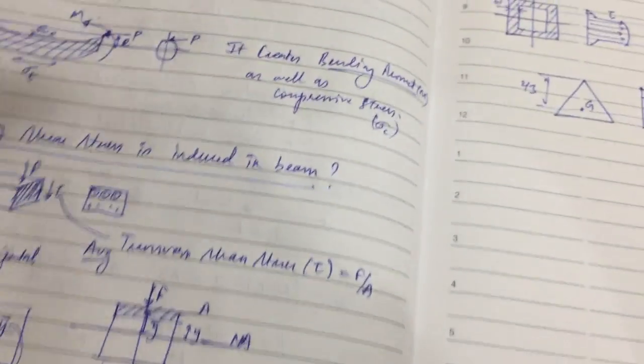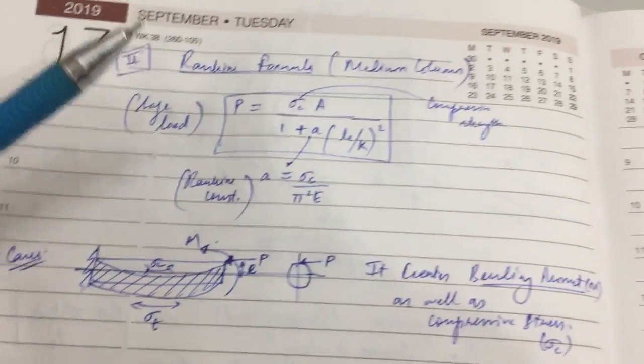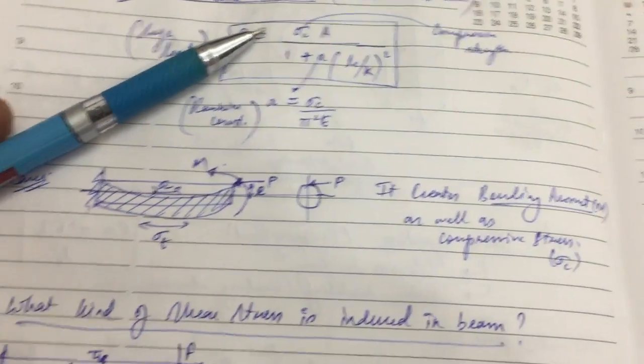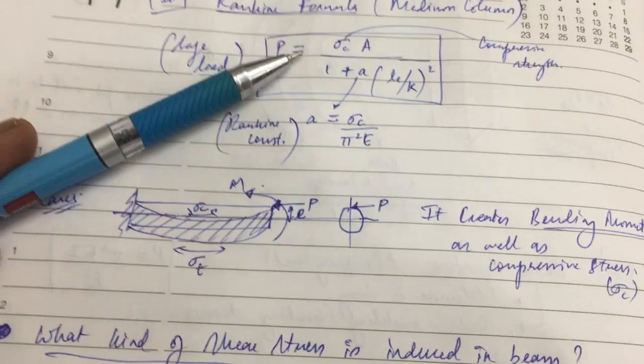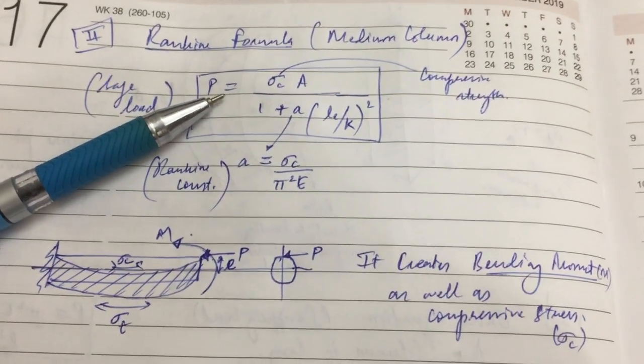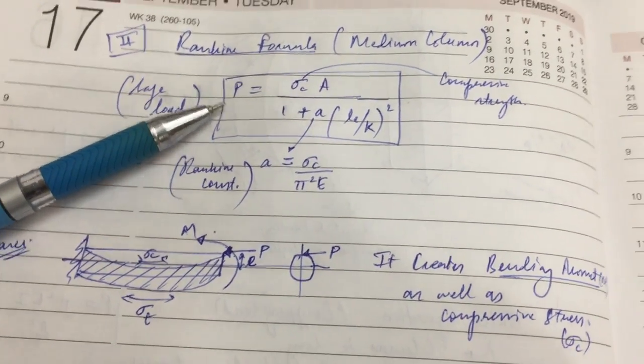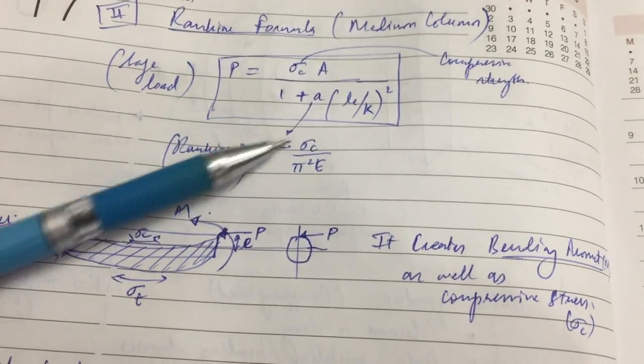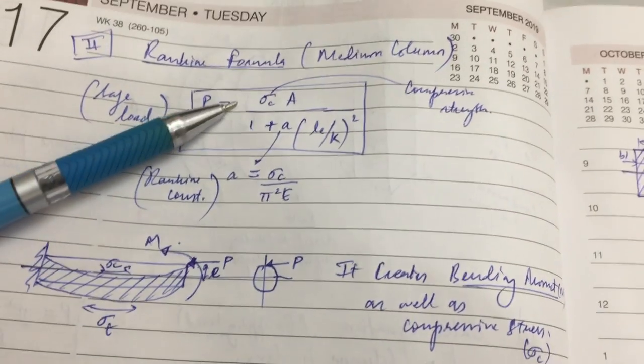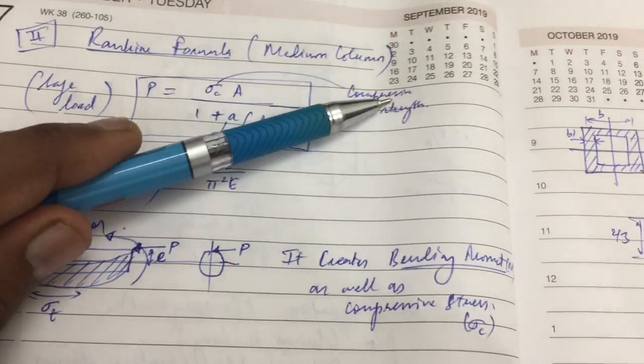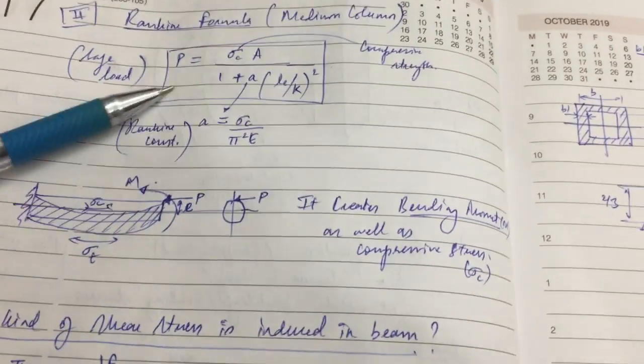Okay. So next one is the Rankine formula. Rankine formula is for the medium column in which direct stress and the bending stress are applied. So the compressive load, the safe load as it is called, the expression is this, and this A is basically Rankine's constant, and sigma is the compressive strength. Okay, so this is the formula to be remembered.